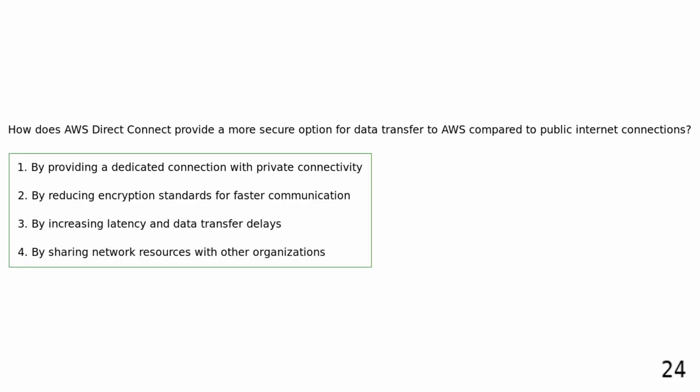How does AWS Direct Connect provide a more secure option for data transfer to AWS compared to public internet connections? By providing a dedicated connection with private connectivity. By reducing encryption standards for faster communication. By increasing latency and data transfer delays. By sharing network resources with other organizations.